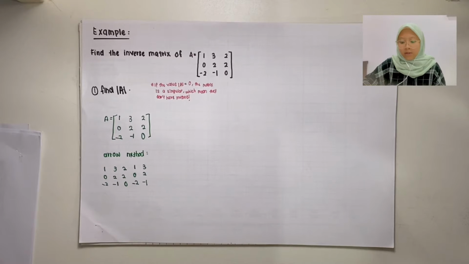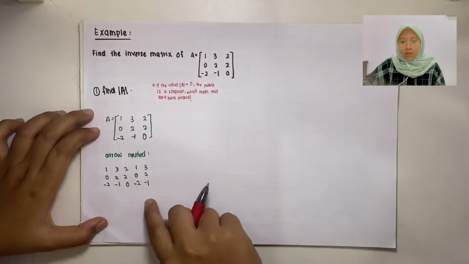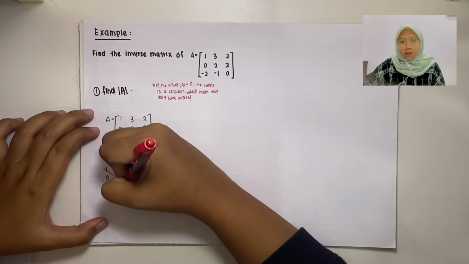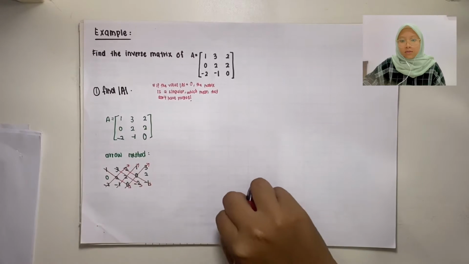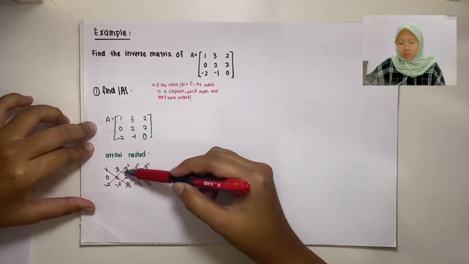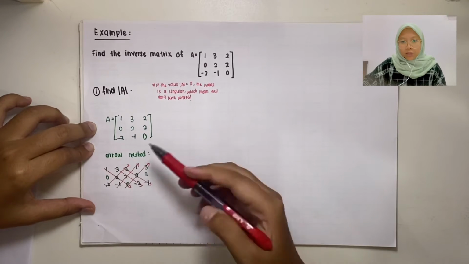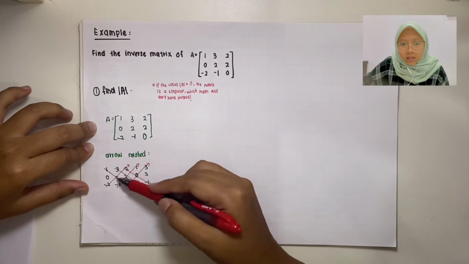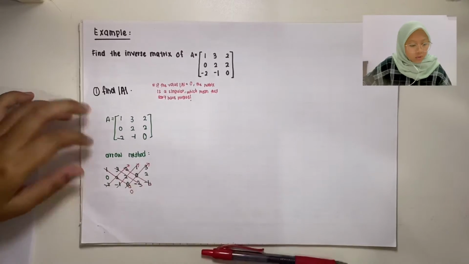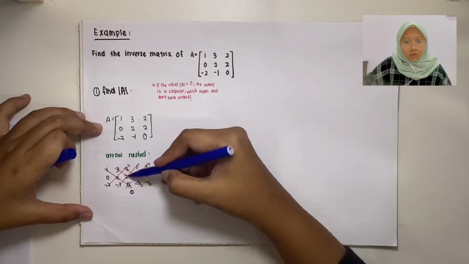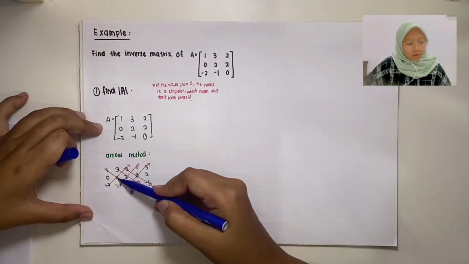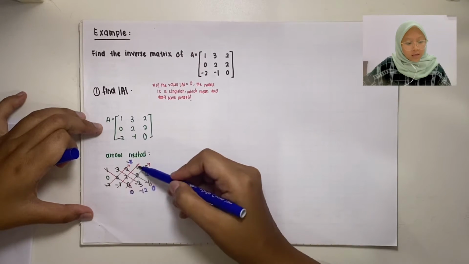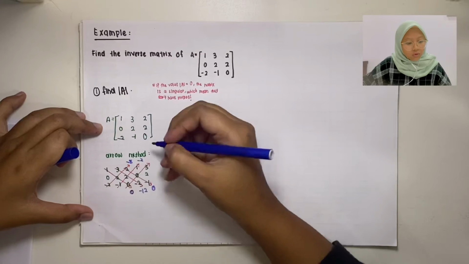In this method, we have 3 downward diagonals and 3 upward diagonals. For each diagonal, we need to multiply, upward and downward. So for the downward, 1, 2, 0 is 0. 3, 2, negative 2 is negative 12. 2, 0, negative 1 is 0. For the upward, negative 2, 2, 2 is negative 8. Negative 1, 2, 1 is negative 2. 0, 0, 3 is 0.